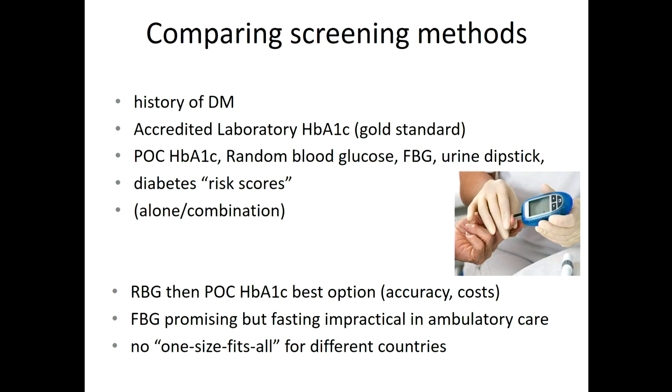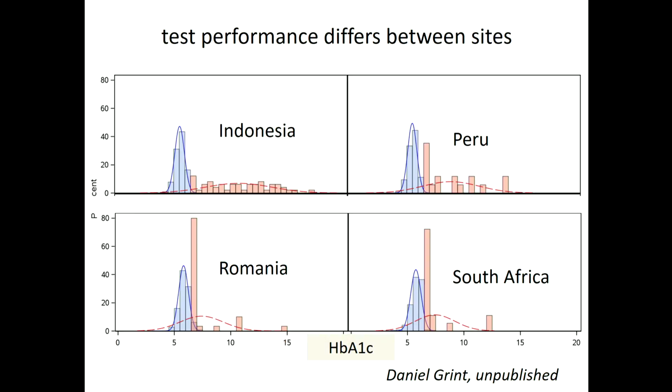But what is very important, and that's the nice thing about working with a similar protocol across the 4 sites, is that actually there was not a single one-size-fits-all for the different countries. And that's easy to explain looking at this graph, which displays the HbA1c values in TB patients in the 4 sites. And you see that they're remarkably different.